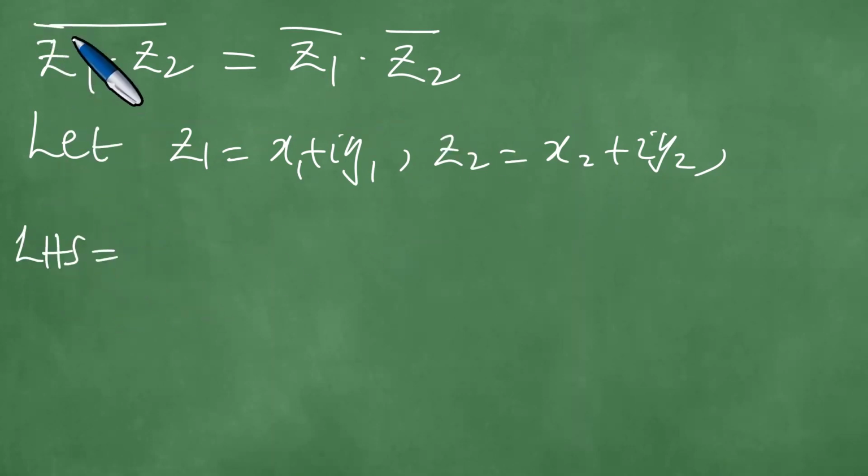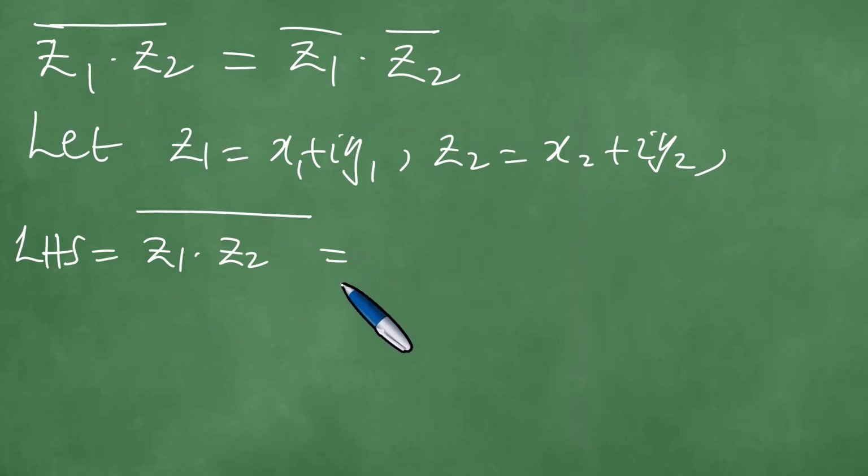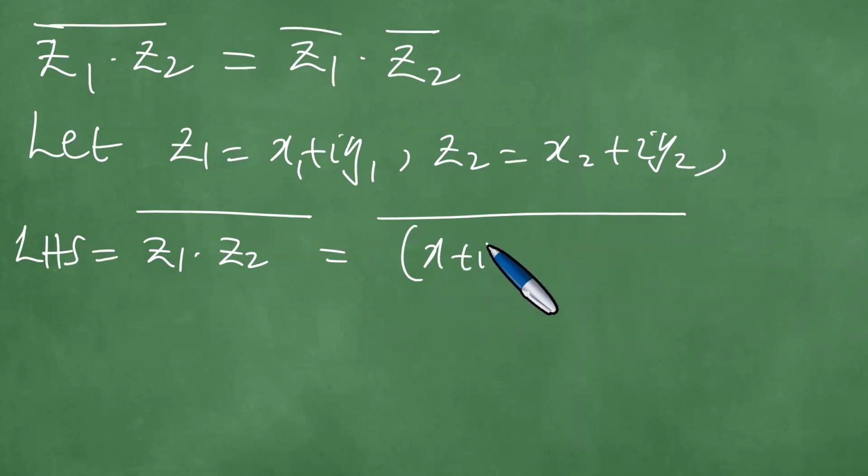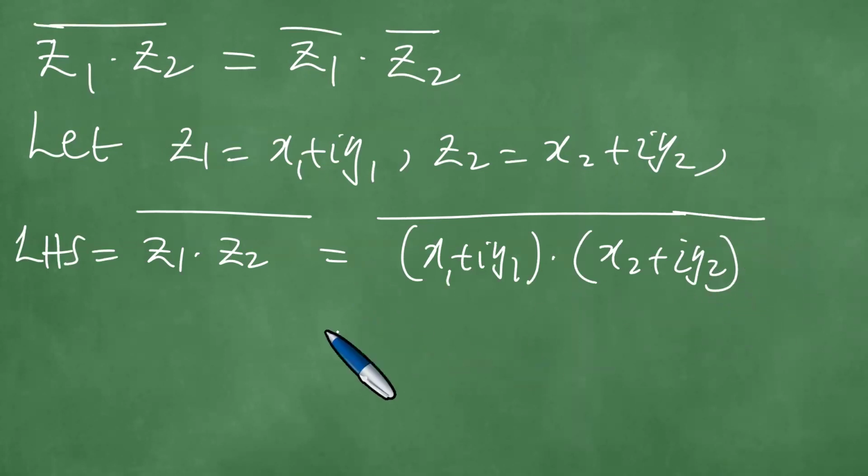So this is the complex conjugate of a product. You can break the complex conjugate of a product and take the complex conjugate of each of the factors. Okay, now let's just take the left. So we're going to take this part. Z1 is X1 plus iY1, and Z2 is X2 plus iY2.